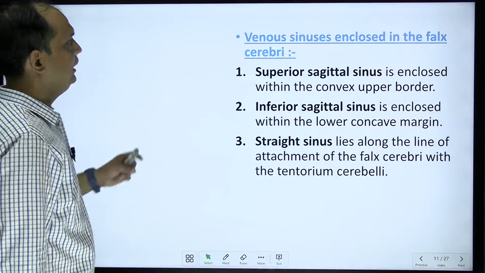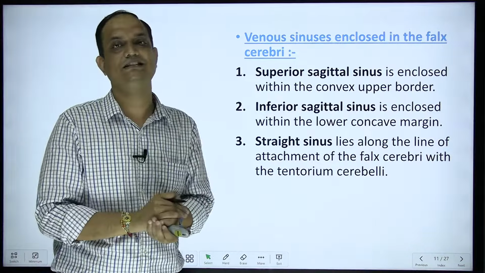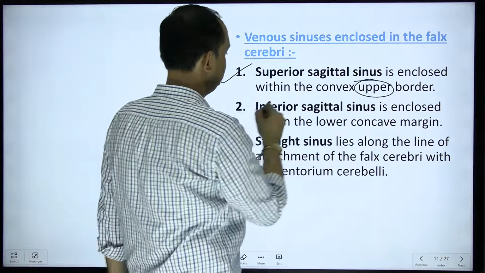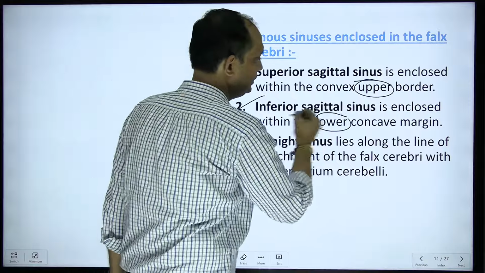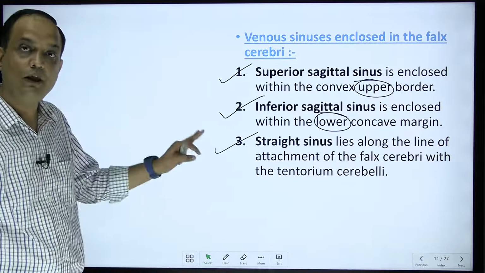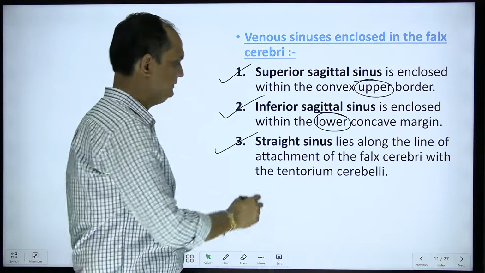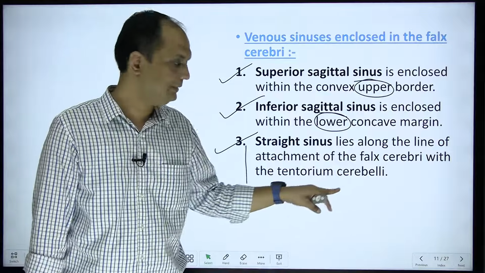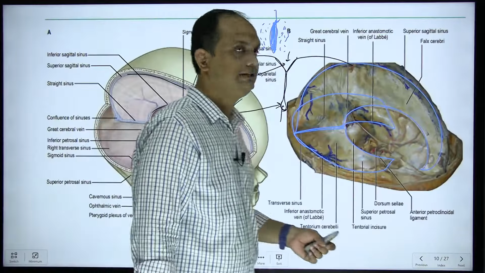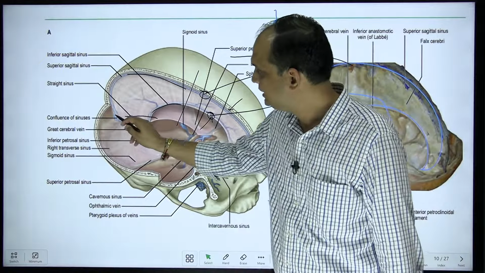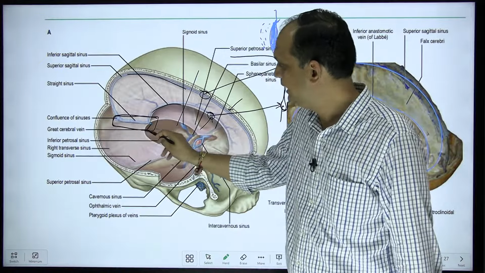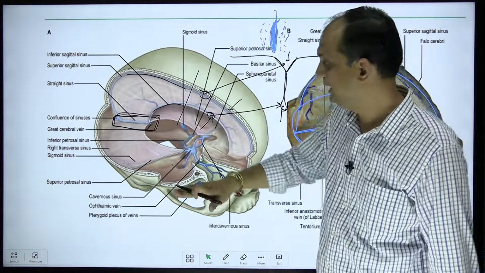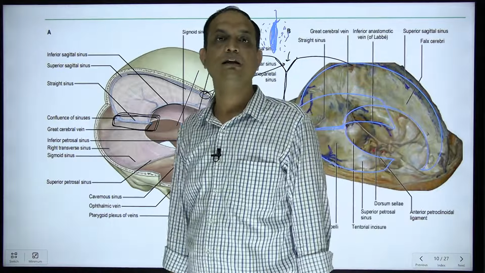Clear? Now, what are the overall venous sinuses present in the falx cerebri? One is, I told you, the superior sagittal sinus along the upper convex border, inferior sagittal sinus along the lower concave margin, and straight sinus. Now, where you will find the straight sinus? Straight sinus is present along the line of attachment between the posterior margin of the falx cerebri and tentorium cerebelli. In this diagram, you can see that this is the straight sinus, and this straight sinus is present between the posterior attachment of this fold, that is the Falx Cerebri, and this horizontal fold, that is Tentorium Cerebelli.